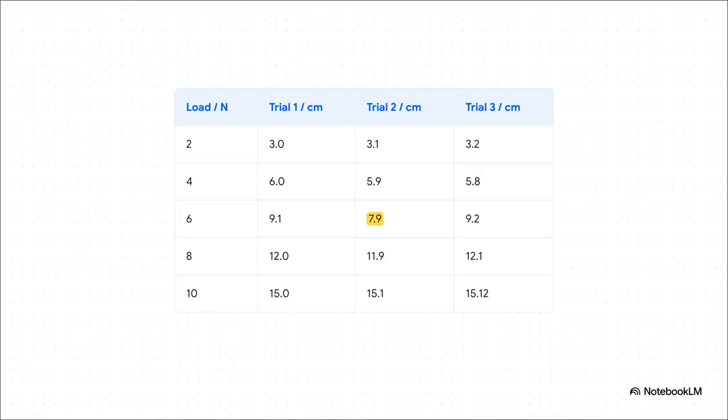All right, have a look at this. This is a scene you will 100% come across in the lab. It's data from stretching a spring. Look at the results for the 6 Newton load. Trial 1 and Trial 3 are pretty close, but what is going on with Trial 2? It's way out of line. That, my friends, is an anomalous result.